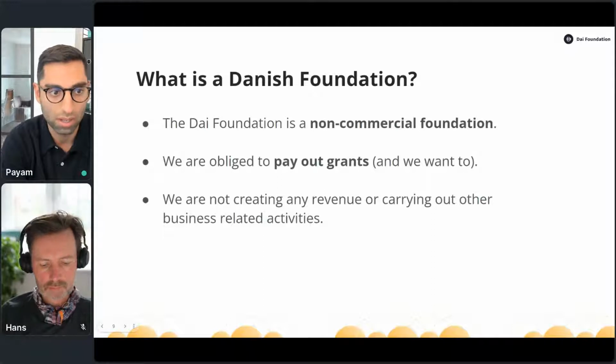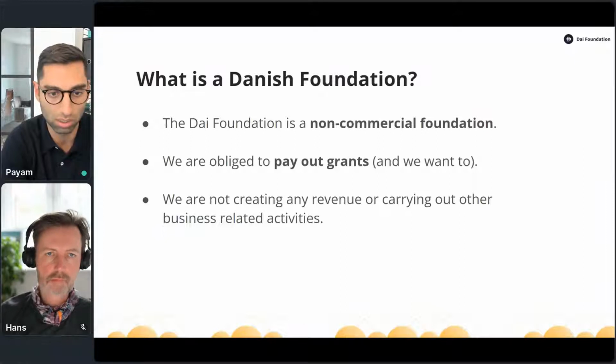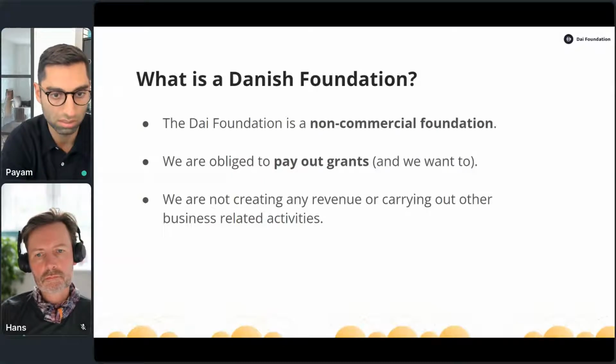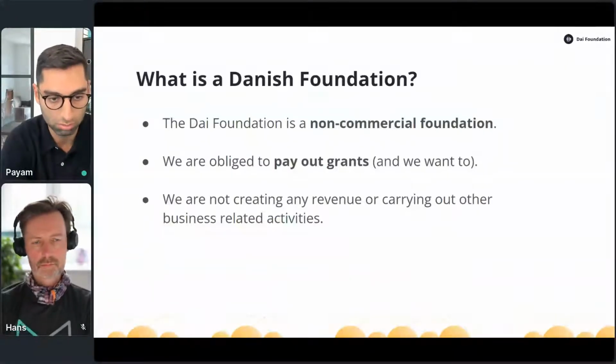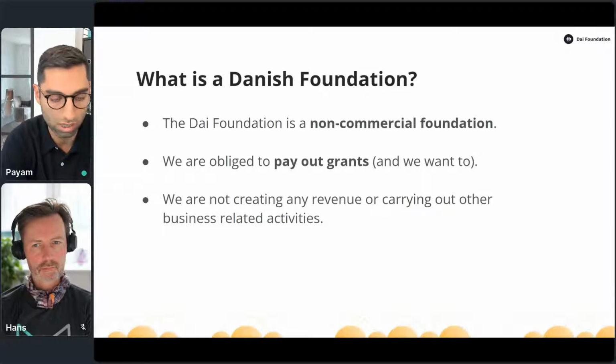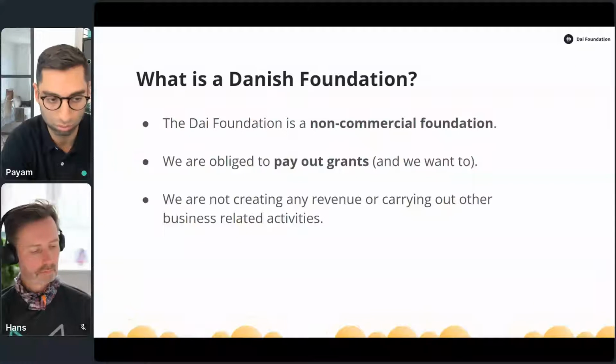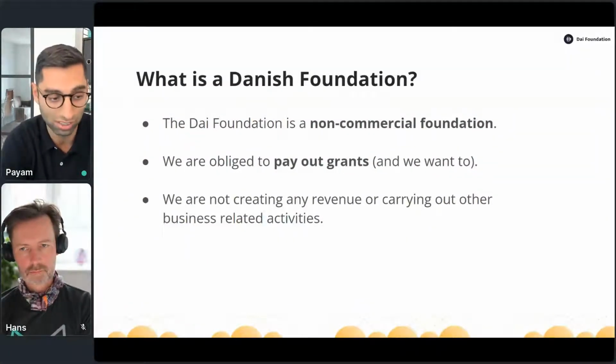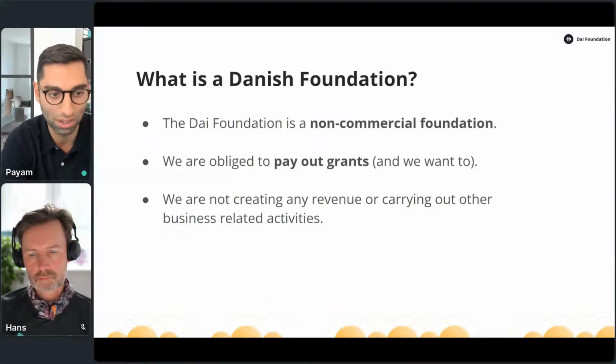Thanks. So there are two kinds of foundations here in Denmark, a commercial and a non-commercial foundation. The Dai Foundation has been set up as a non-commercial one. This means that we are not profit-oriented. We are not set in the world to create profit for anybody. What we are doing, and that's actually an easy thing, is to spend money. We have no revenue, and we have an obligation to pay out grants.